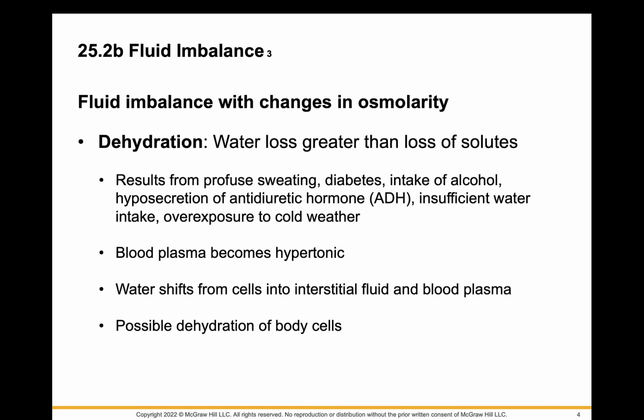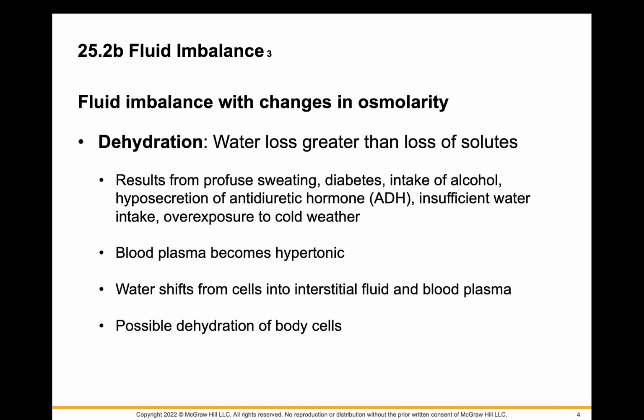This is a condition that's going to exist when the loss of water is greater than the loss of solutes. Now, some common causes of dehydration could be profuse sweating, for example, exercising in an extremely hot environment, diabetes, the intake of alcohol, maybe there is not enough ADH being secreted. It could be due to someone not drinking enough water, or another cause could be exposure to cold weather.